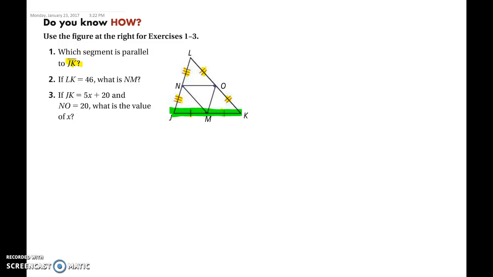Well, since this midsegment NO is the midsegment that does not touch JK, that means that segment NO is parallel to segment JK. And since they're parallel, we know that this angle will be congruent to this angle, and this angle will be congruent to this angle based on the corresponding angles postulate. All right, now the next question.